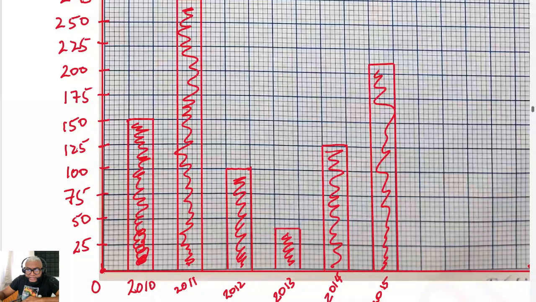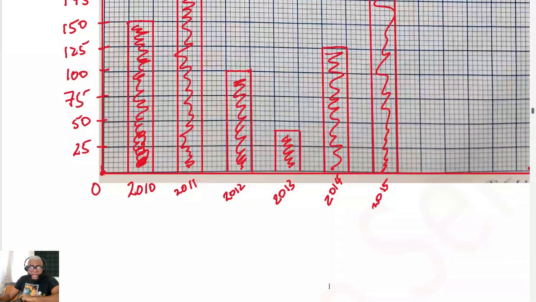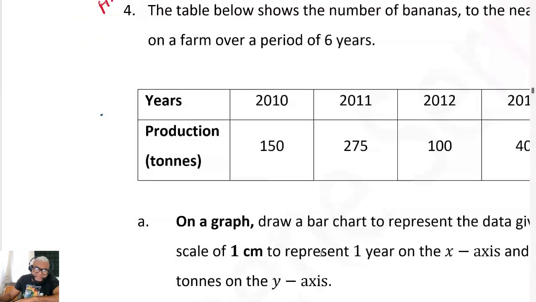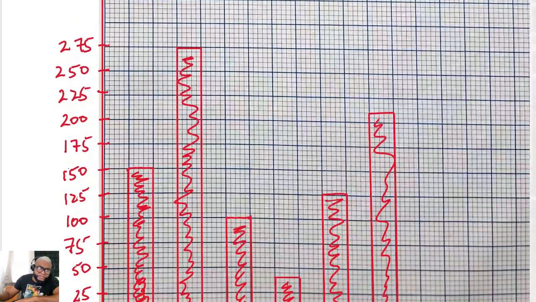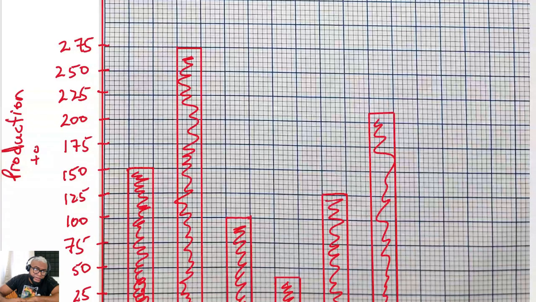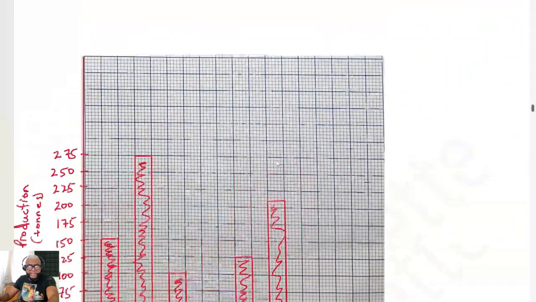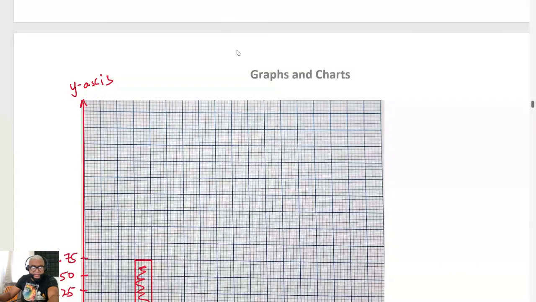Right, 2015. Now, there were 2 things I didn't do. I did not label my table with the definitions. So this was years, and then production in tons. You lose marks for this if you don't put it there. Production in tons. And also my scale, I did not write my scale above here.